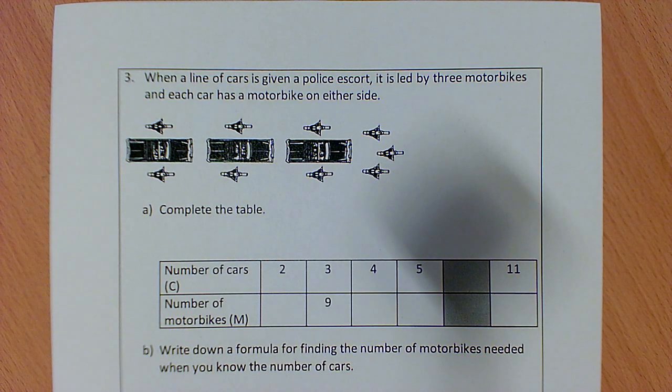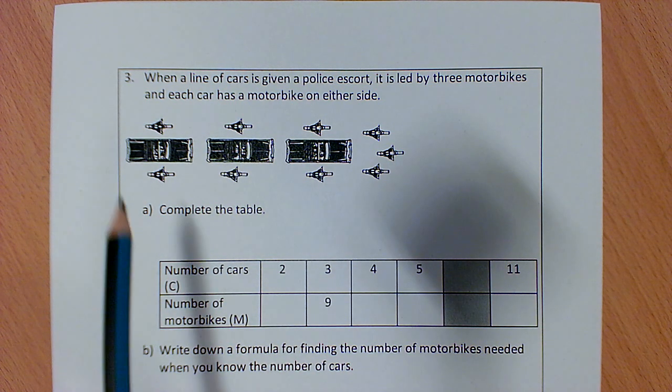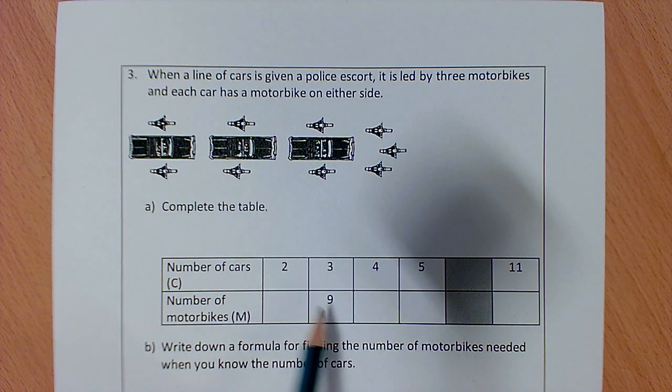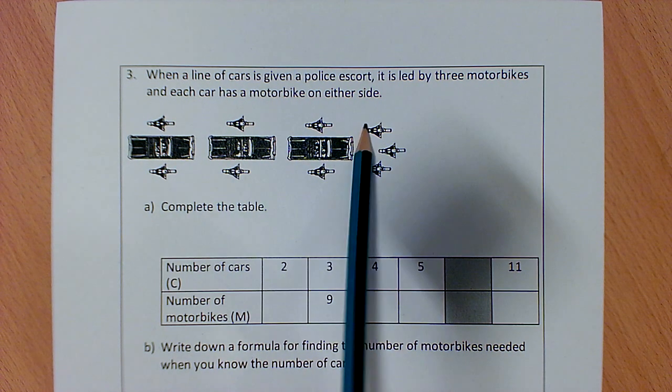Let's look at a few more sequence problems. They're the same thing, but just worded and look slightly different. So, example 3. When a line of cars is given a police escort, it is led by 3 motorbikes, and each car has a motorbike on each side. So we notice here we have 3 cars, and we should have 9 motorbikes. So 1, 2, 3, 4, 5, 6, 7, 8, 9.